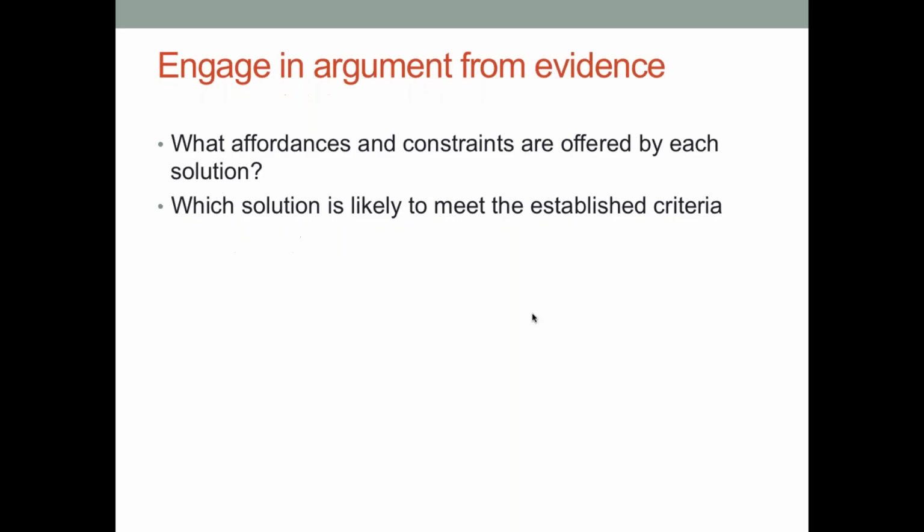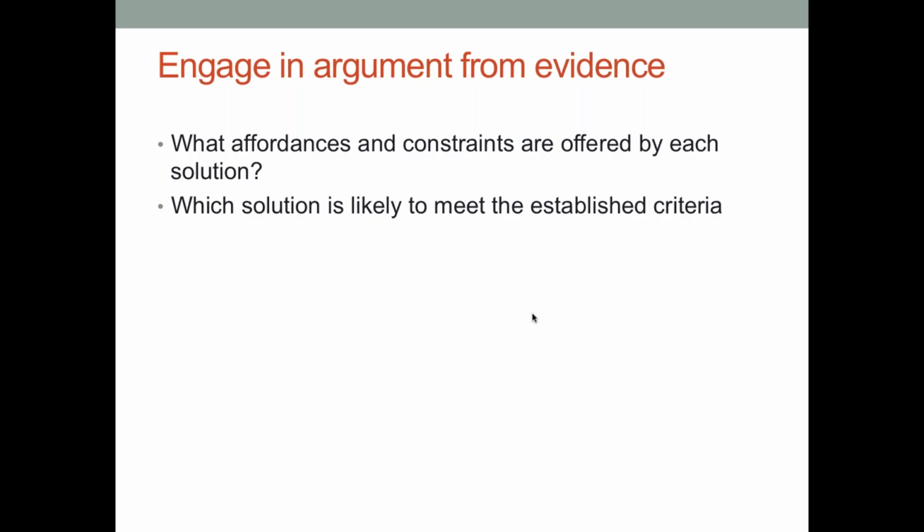And at this stage, there's probably a few. And then each person in the group probably has their own favorite out of those likely ones. And this is where engaging in argument from evidence, that practice, becomes salient. So thinking about what affordances and constraints are offered by each solution. And affordances are slightly different than resources. Affordances are what each solution would provide. How does each solution help you get to solving the problem?